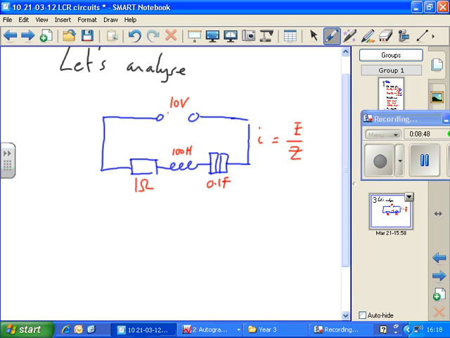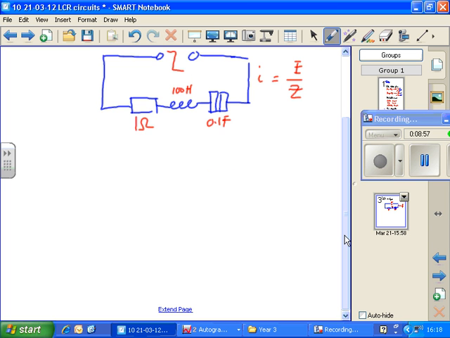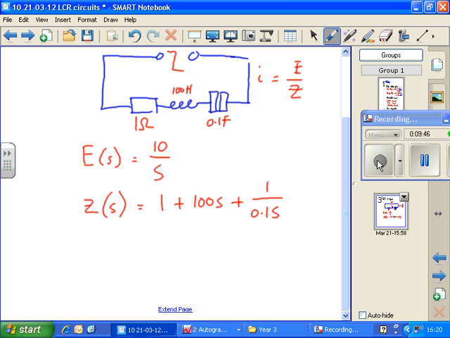I should have made it plain, of course, that this is a step voltage of 10 volts. So you've got your table of transforms in front of you. What's the transform for the voltage? Ten over S, thank you. Now, what about the total impedance? Just jot down what you think the total impedance is. So we'd have resistance of 1, the inductance would be 100 S, and the capacitance would be 1 over 0.1 S. Agreed?